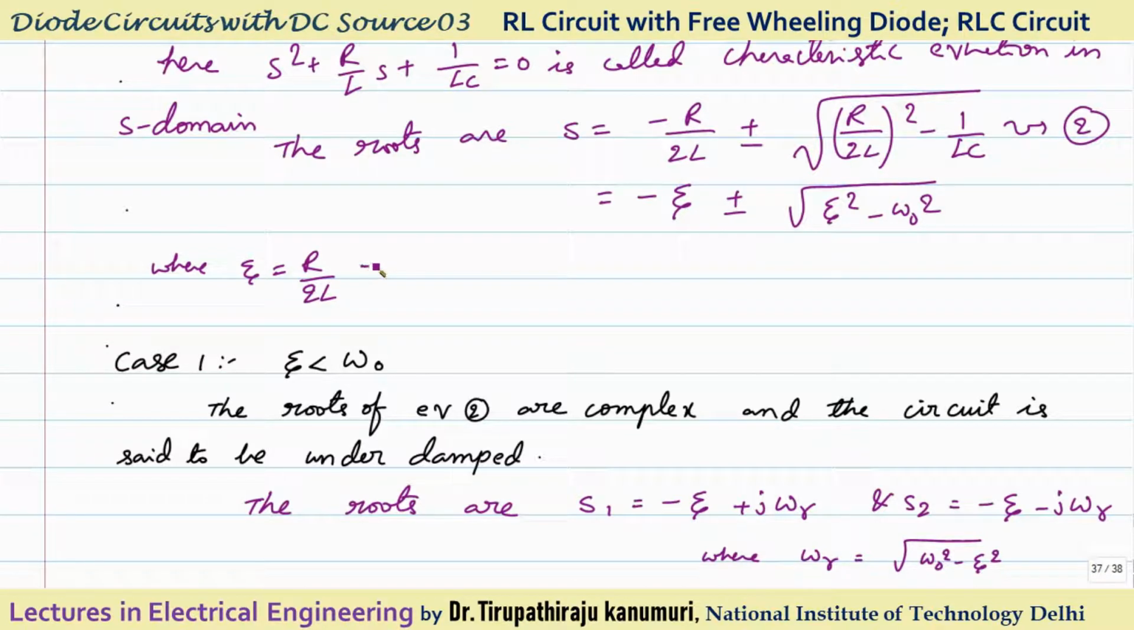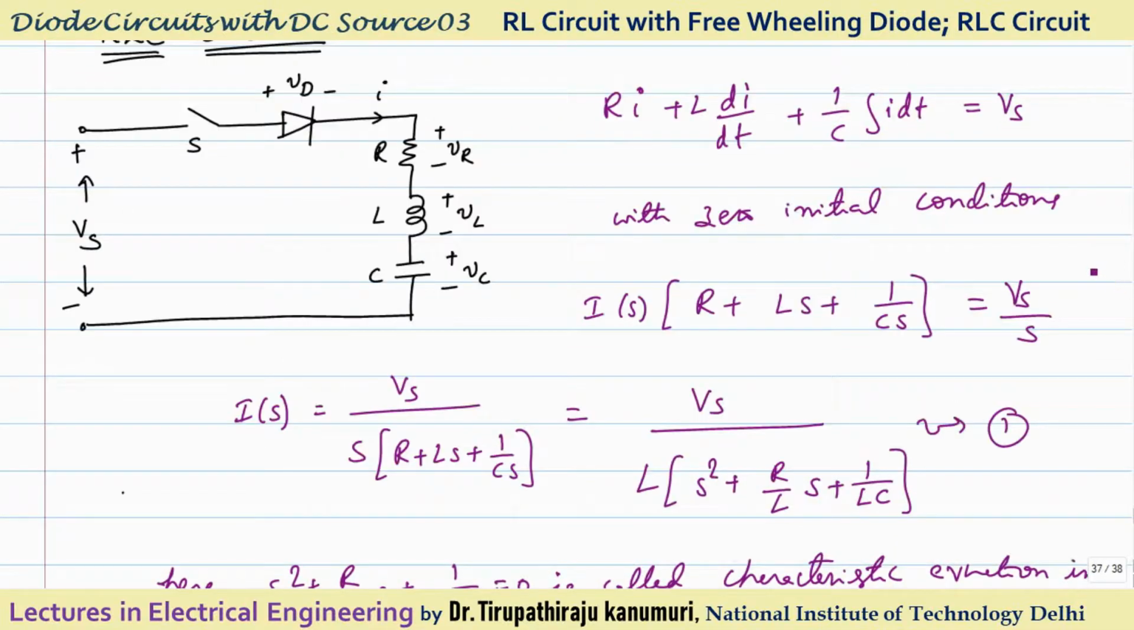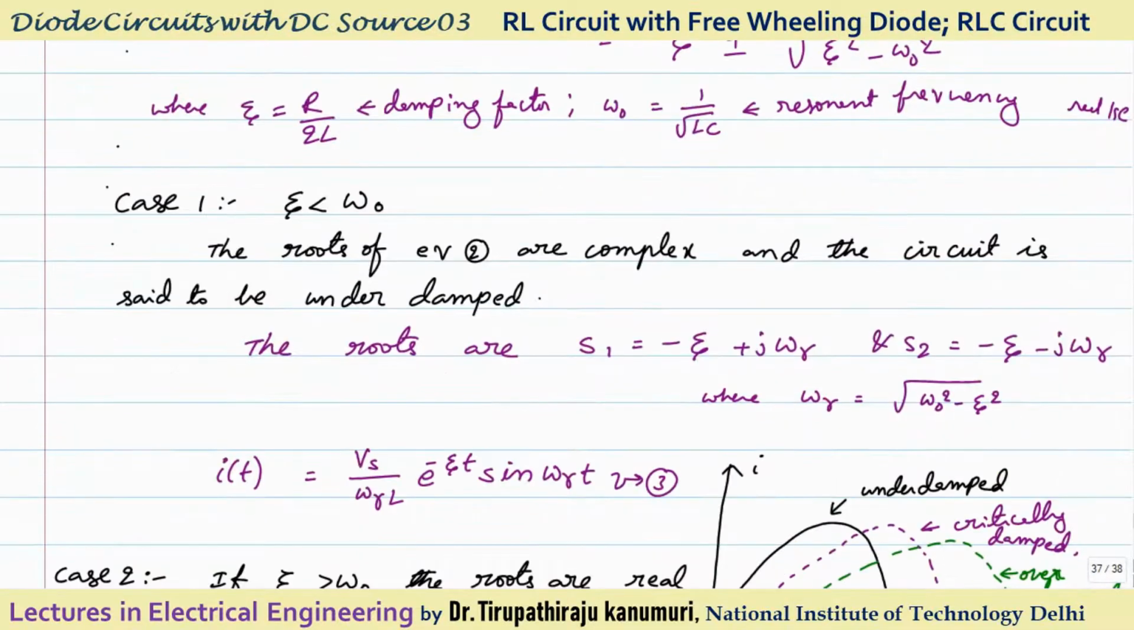This zeta is called the damping factor. Whoever has already studied control systems will know this. This is responsible for damping of the oscillations, the damping factor. And the value of omega naught is equal to 1 by square root of LC. This is called the resonant frequency, which will be in radians per second.